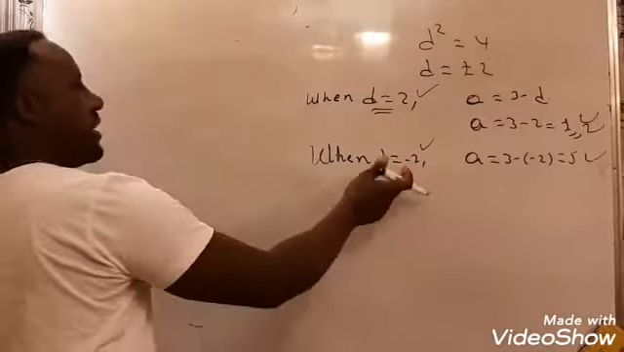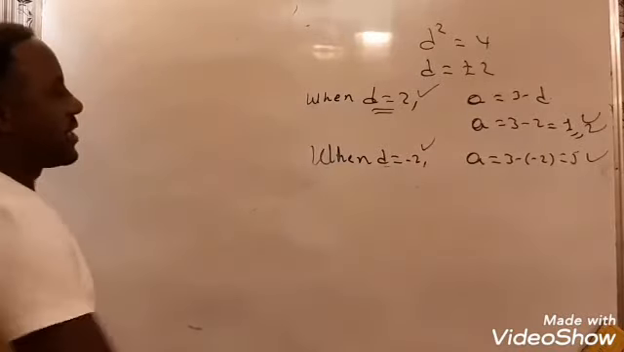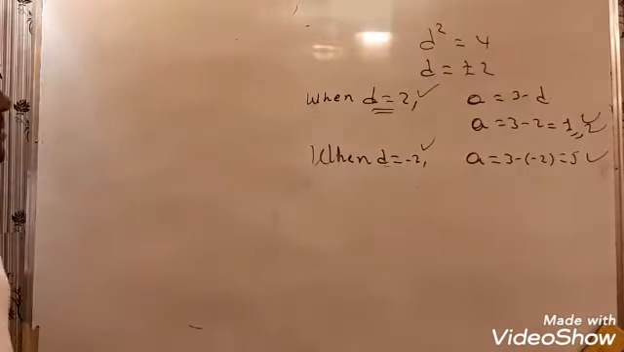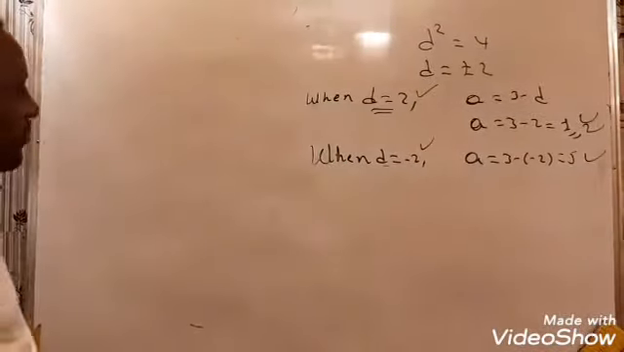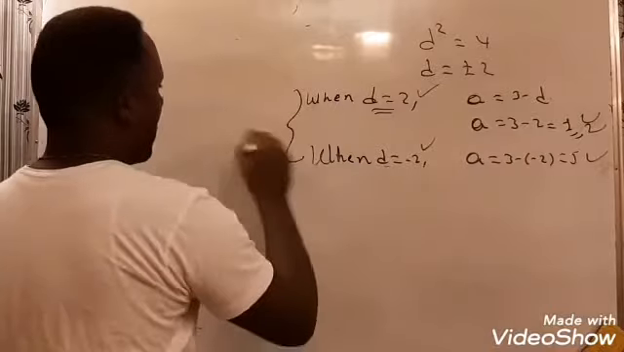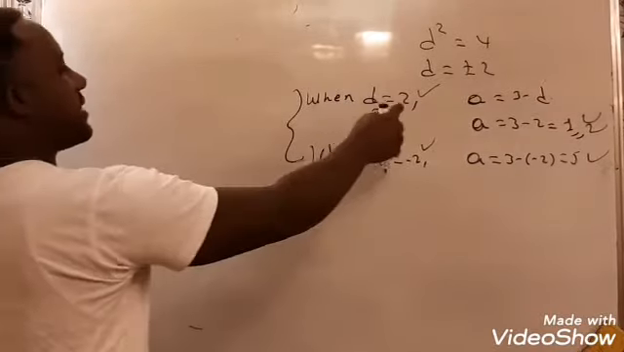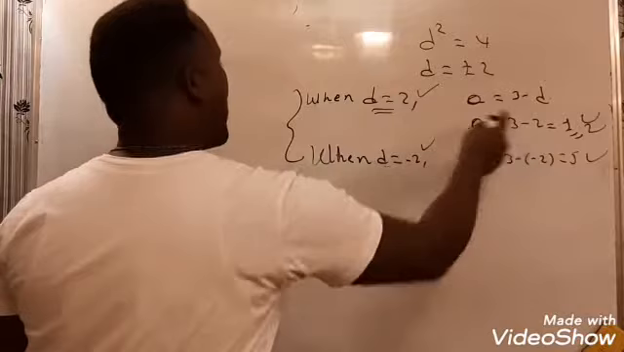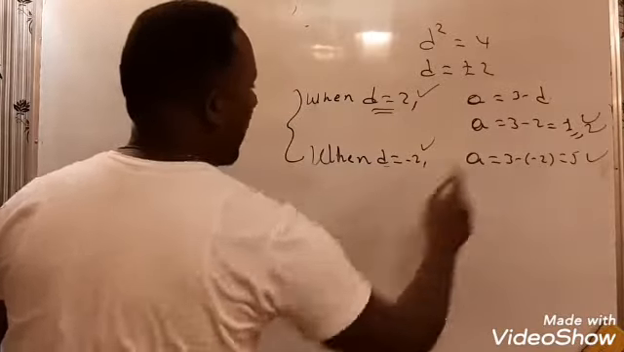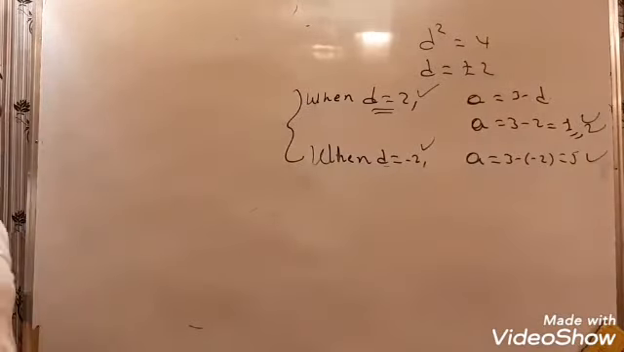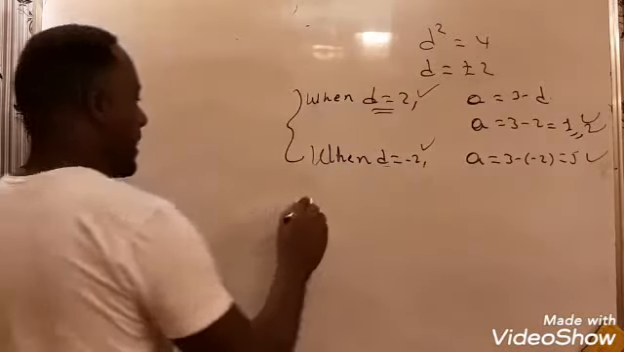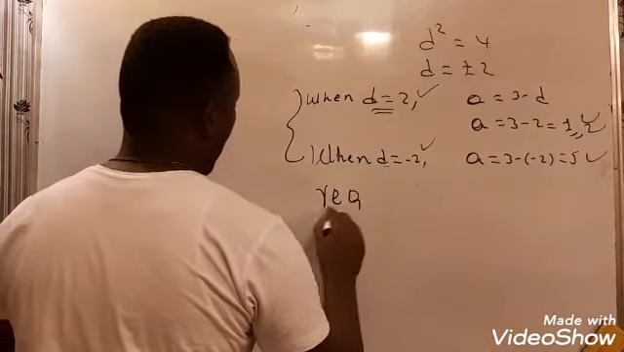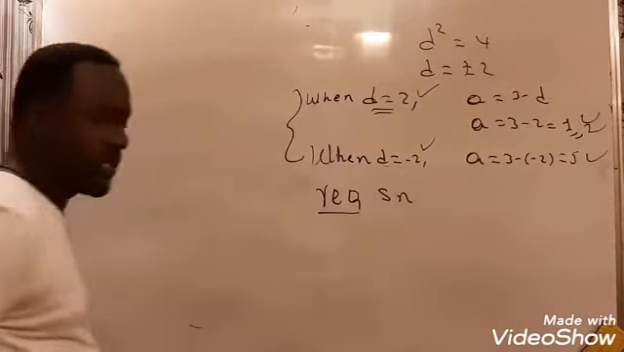Similarly, you can check whether this makes the given problem valid or not. In general, the value of d is this one, a is this one, and when d is this one, a is also 5. So both will satisfy the given problem. But our question is, you are asked just to determine what is Sn of the sequence. This is the final solution.